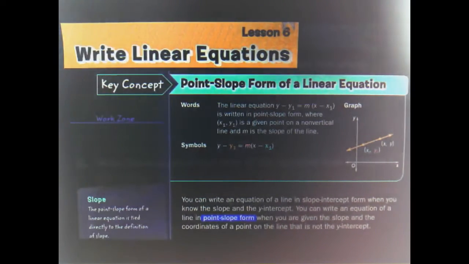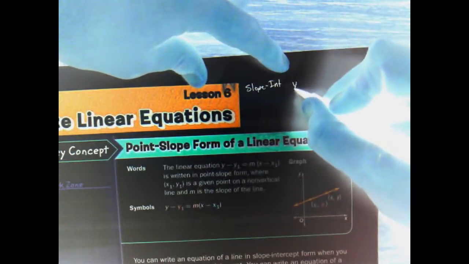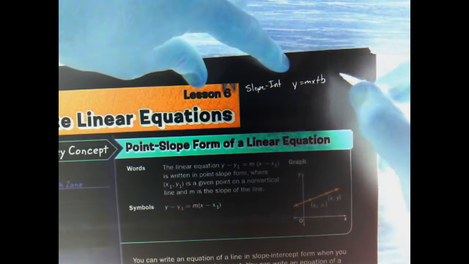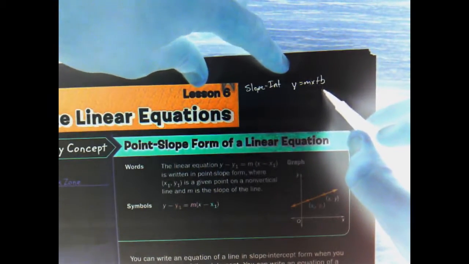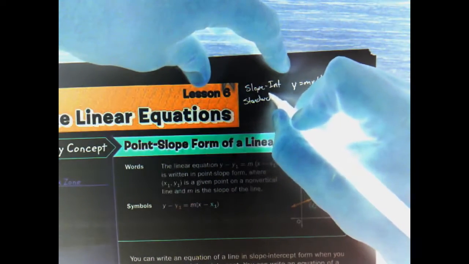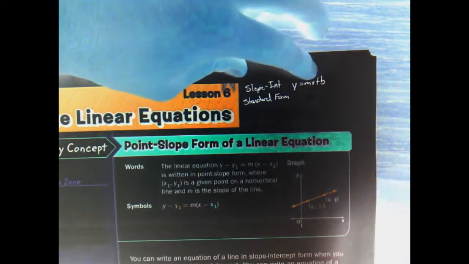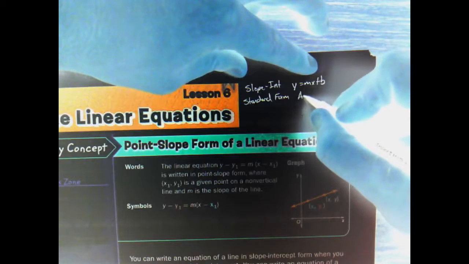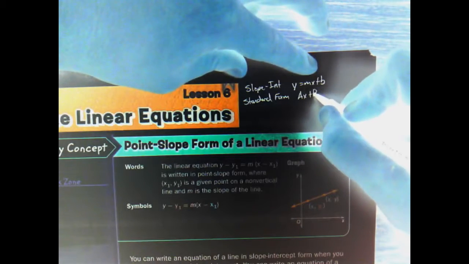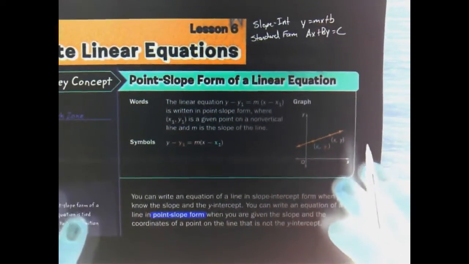So today we're going to learn another form of a linear equation. So far we've learned slope-intercept, which is y equals mx plus b, where m is the slope and b is the y-intercept. We also talked a little bit about standard form, which is pretty easy to graph using our x and y intercepts using the cover-up method, and that is ax plus by equals c. And today we're going to add a third form, which is called point-slope form.